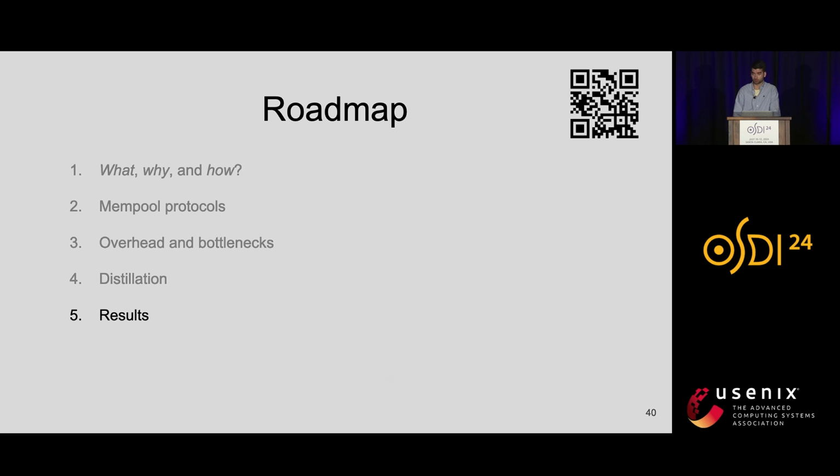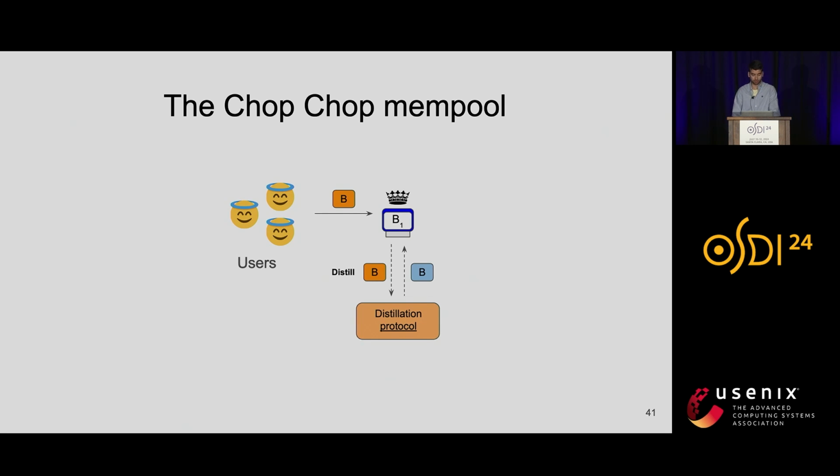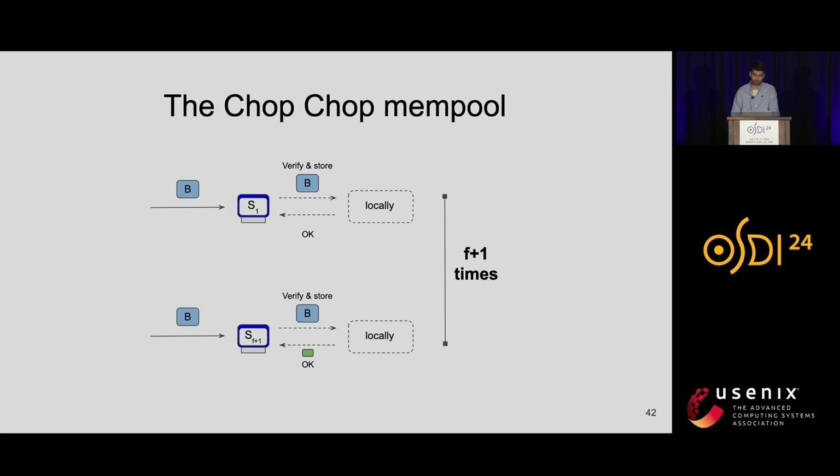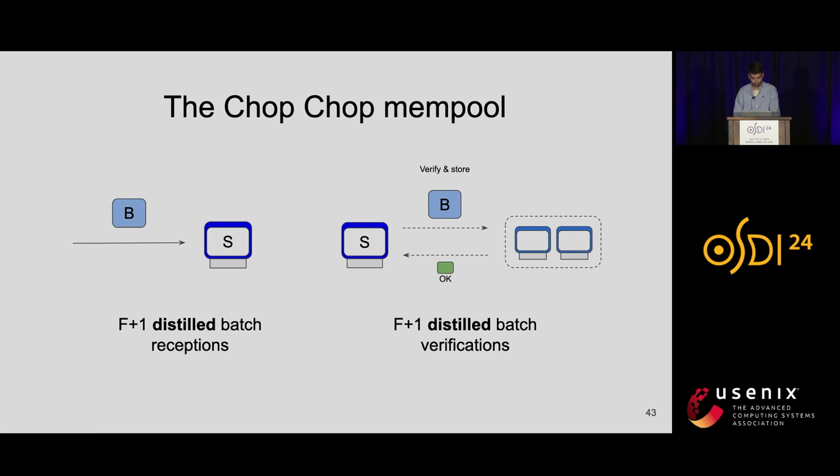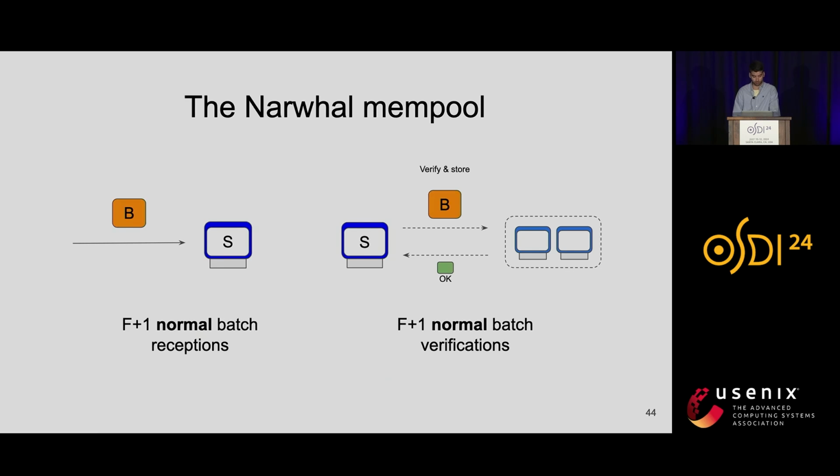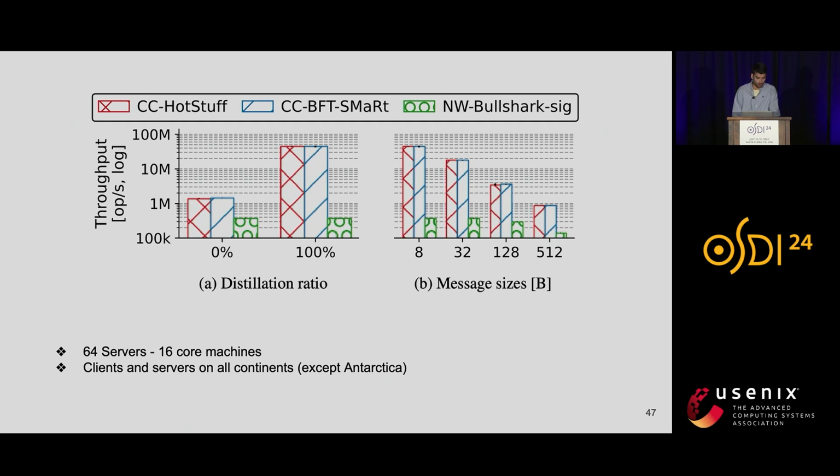And what does it look like in terms of results? Well, again, users are going to communicate with a single broker or a server if it's taking that role. Here we added a third party who's going to perform the distillation protocol. And instead of having F+1 normal batch receptions and verifications, we're going to have F+1 distilled batch receptions and verifications. Compared to Narwhal, which, to remind you, had normal batch receptions and normal batch verifications. And the contrast is stark.